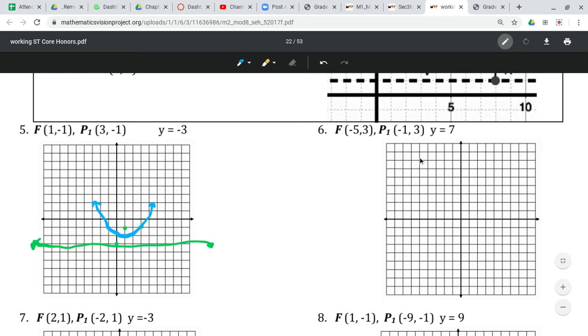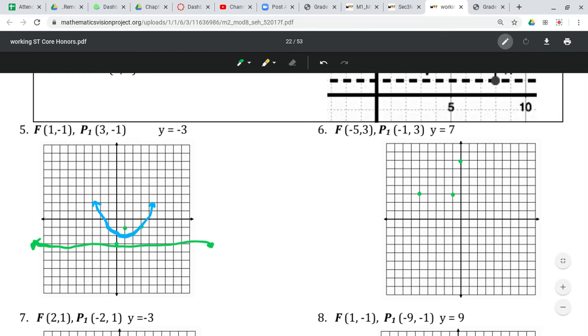All right, we're going to do another one just as some more practice. So we have the focus. Use a different color for my focus and point. The focus is -5, 3. So 1, 2, 3, 4, 5. So there's -5. And then up 3, 1, 2, 3. So there's our focus. Our point is -1, 3, so over -1, up 3. And then our directrix is y equals 7. So 4, 5, 6, 7.